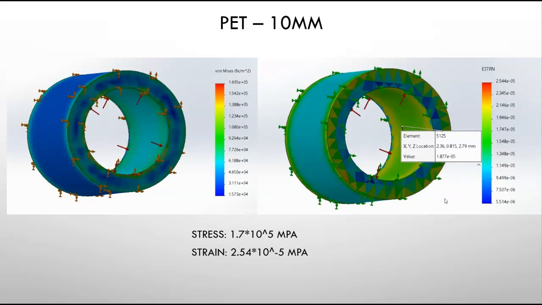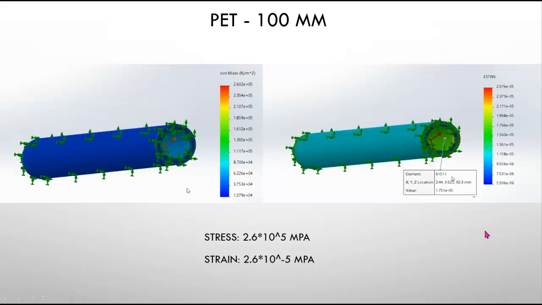Once again, its results are a lot better than the previous two. So 1.7 times 10 to the 5th megapascal for stress, and 2.54 times 10 to the negative 5th for strain. And then lastly, here is the 100 millimeter PET stress and strain simulation, 2.6 times 10 to the 5th, and then 2.6 times 10 to the negative 5.